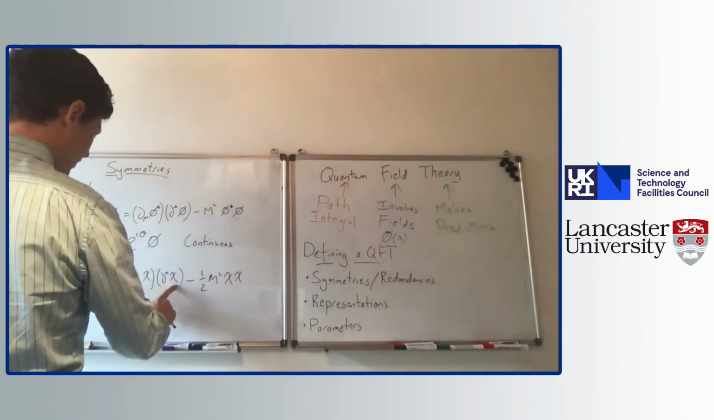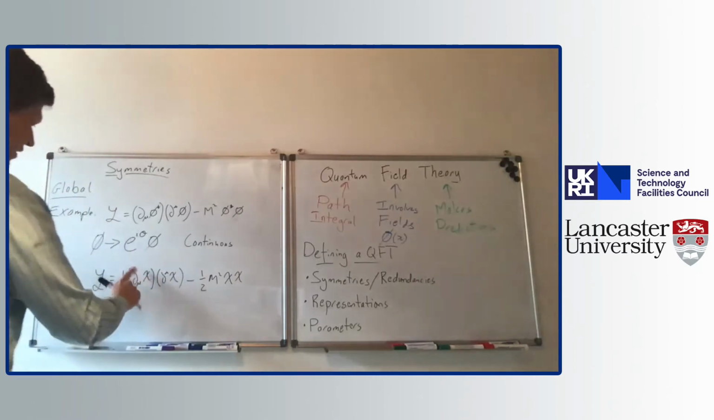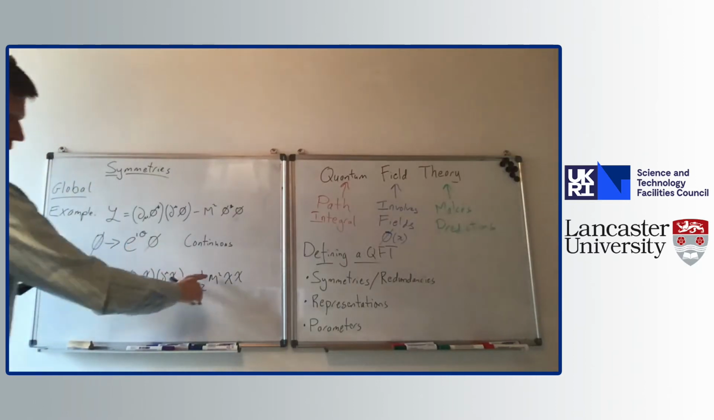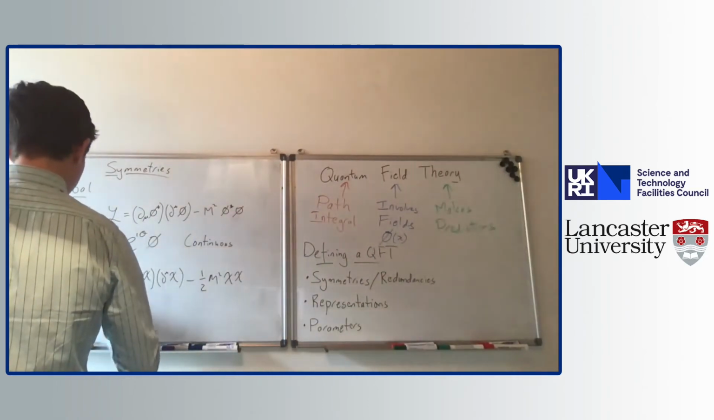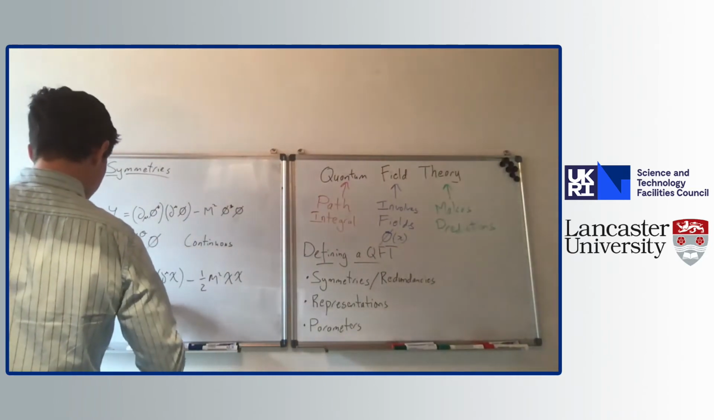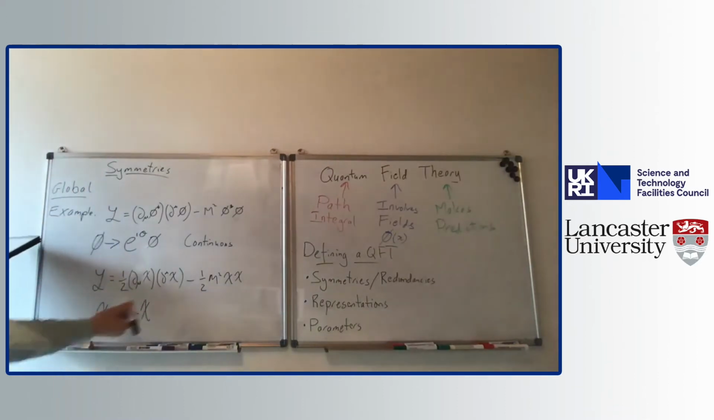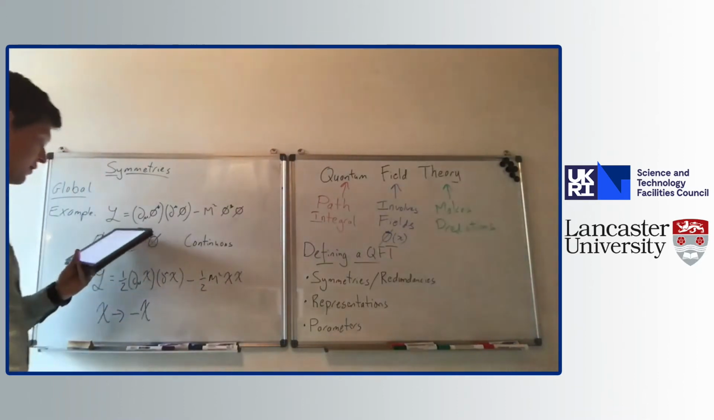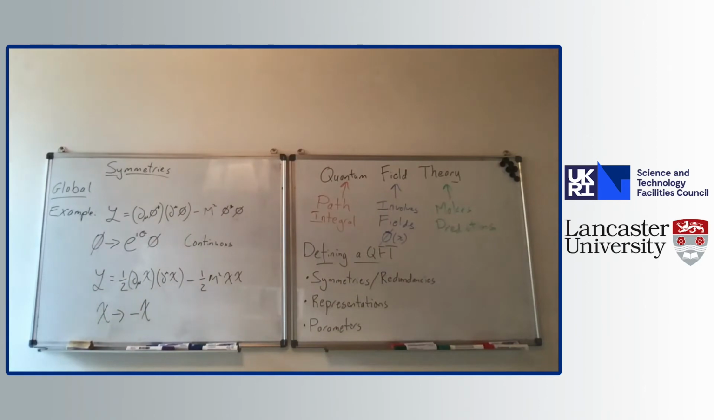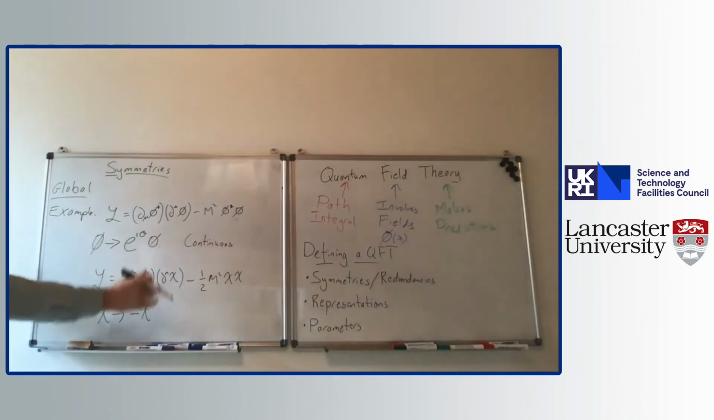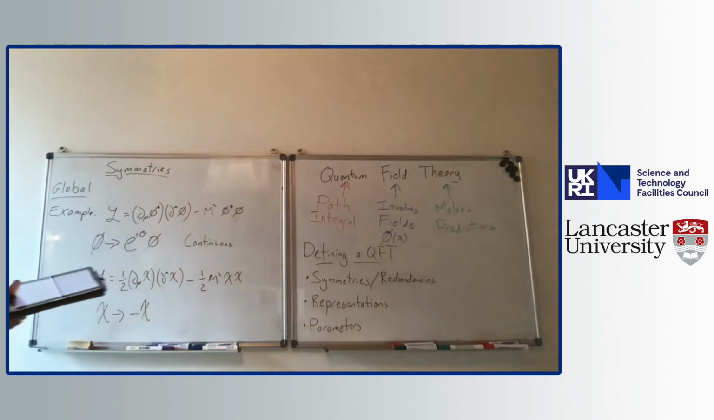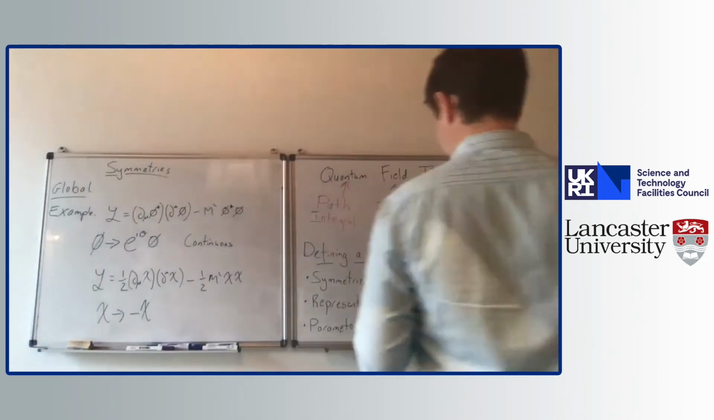It's not continuous anymore because it's a real scalar field, so we can't multiply it by some complex number. We'd have a complex number at the front here and here, so it wouldn't remain unchanged. But there is still a symmetry in this case, which is a discrete symmetry, chi goes to minus chi, because minus 1 squared is 1. Okay, so there are continuous global symmetries and discrete global symmetries.